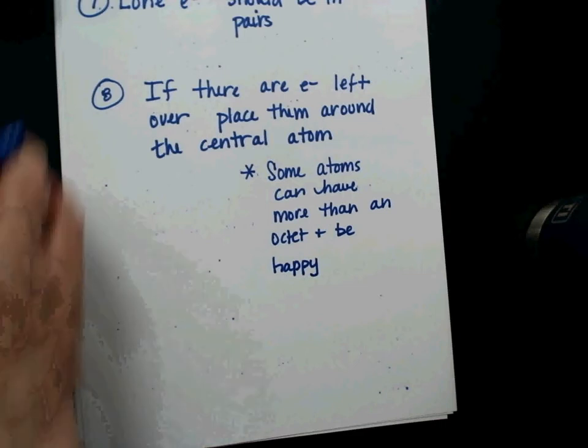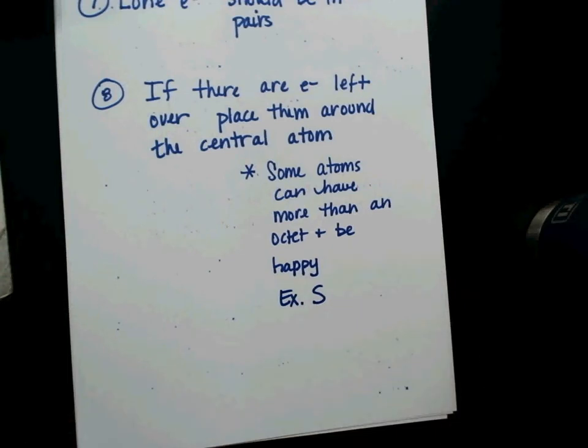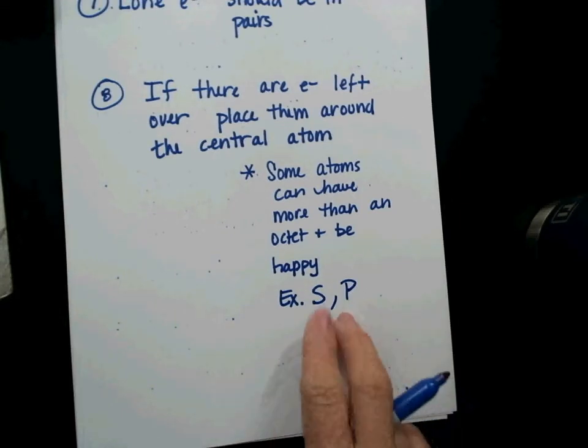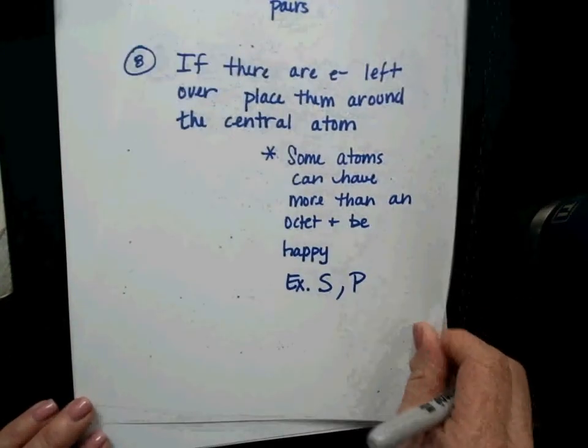Some atoms can have more than an octet and be happy. There aren't that many. Sulfur is one of them. The only other one we're going to worry about is phosphorus. Sometimes the weirdos down in the D block will take more than 8 too, but we're just going to focus on these 2. So let's look at, flip the page here.